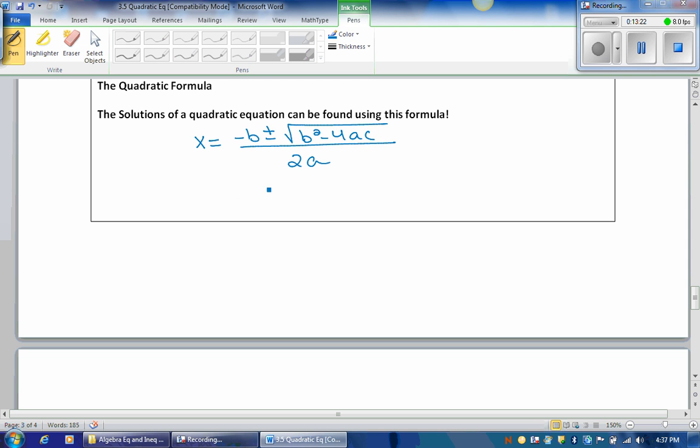And you get those values of a, b, and c from here. Okay, ax squared plus bx plus c. So whatever's in front of the x squared is your a, whatever's in front of the x is your b, and the constant is c.